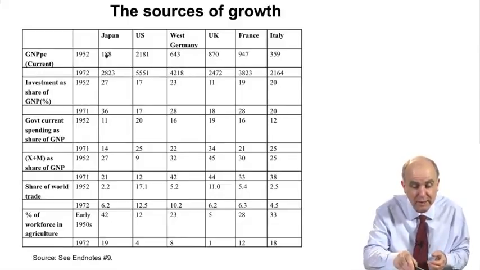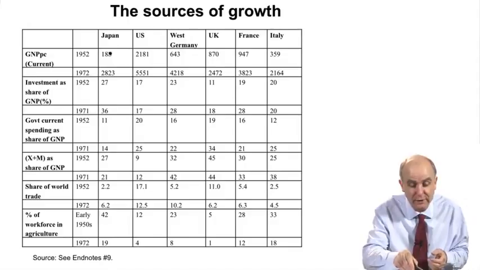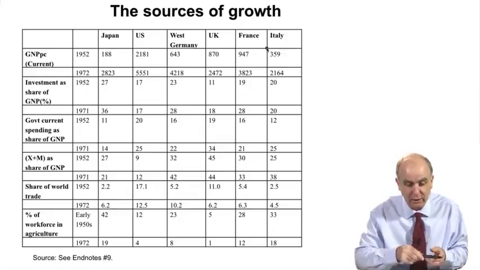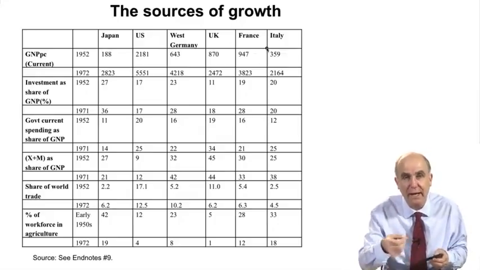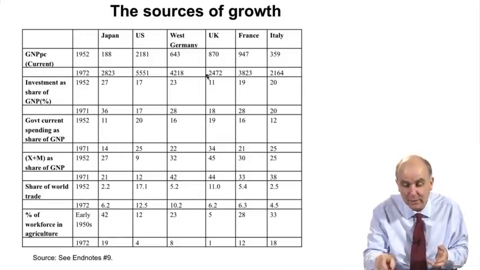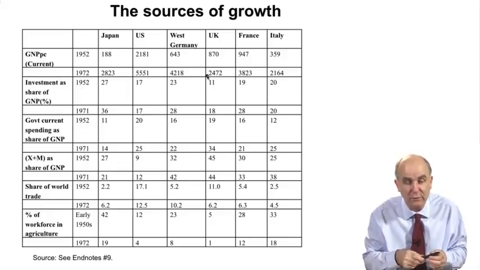And you can see if you compare gross national product per capita in 1952 and 1972, you can see that the multiple by which Japan grows is much greater than in any of these other economies, making the point again that Japan had a very rapid rate of growth during this period, which had allowed it to really substantially catch up to many of these other developed countries by the 1970s.